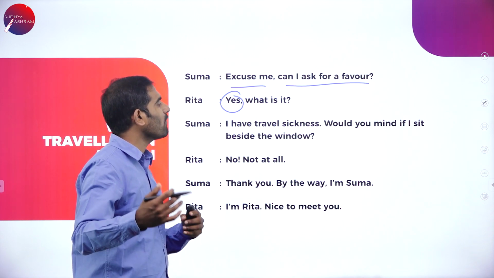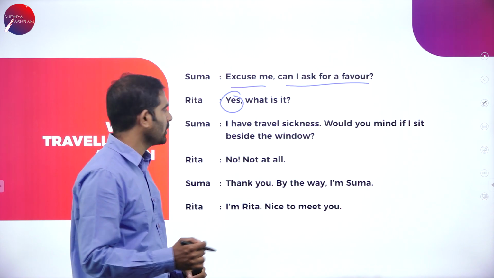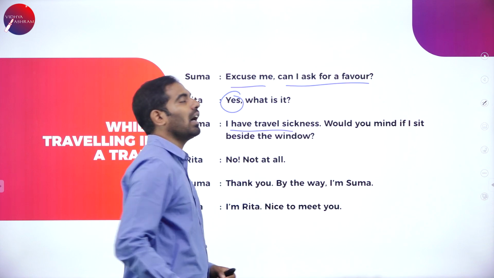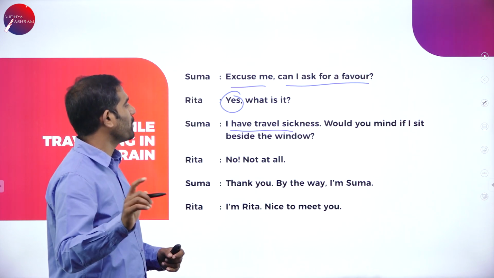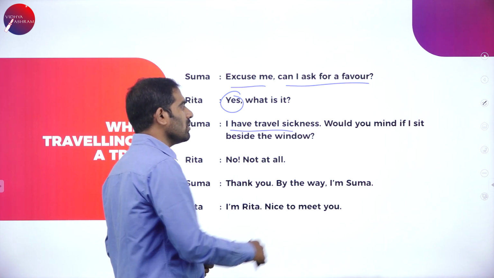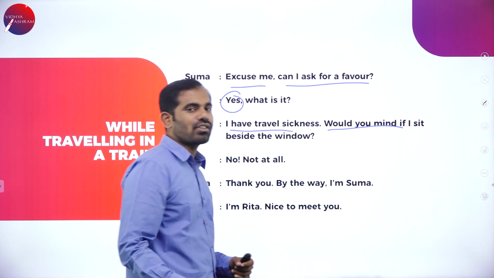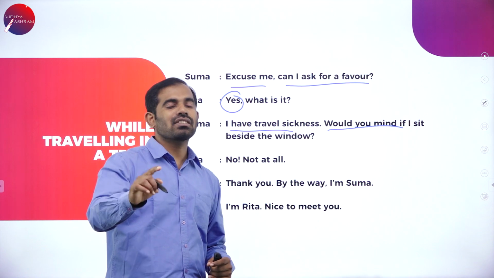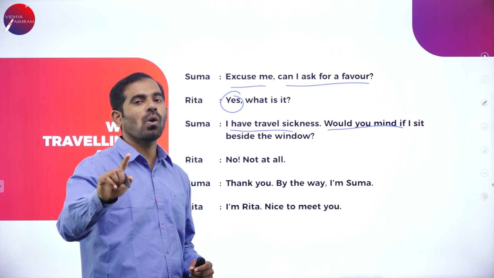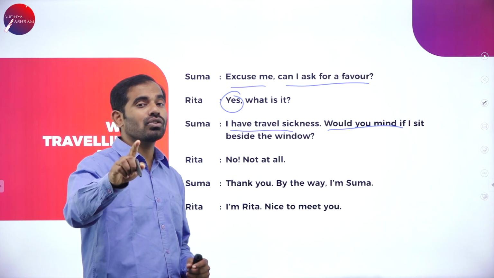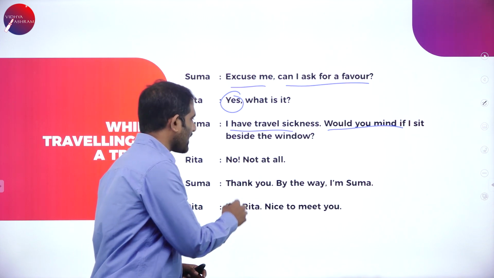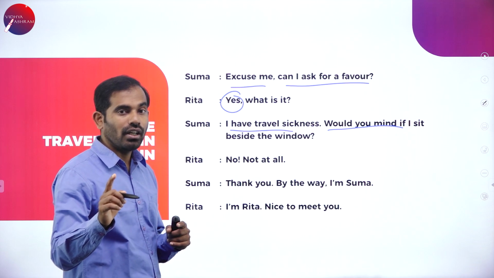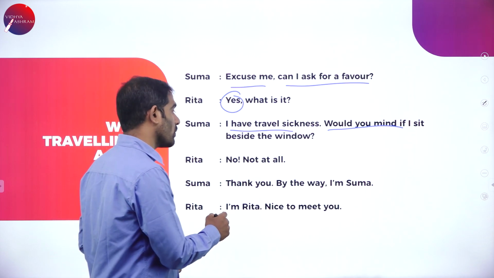Suma: I have travel sickness. Who is saying this? Suma. I have travel sickness. Would you mind if I sit beside the window? So Suma has travel sickness and she wants to sit next to the window. She wants a window seat. Why? Because she might puke. Beside the window. So Rita, if she is polite enough, what would she do?